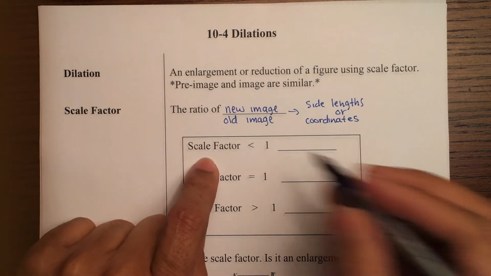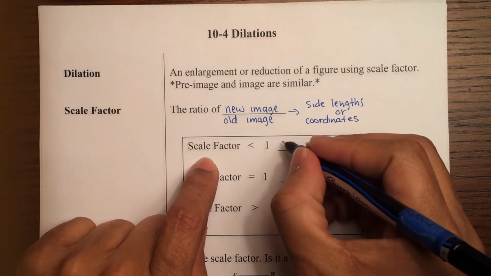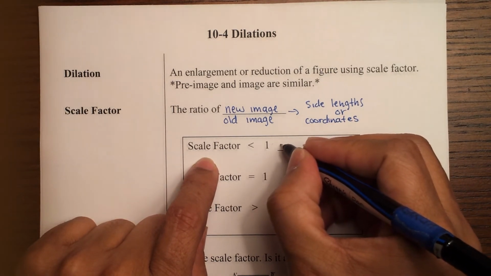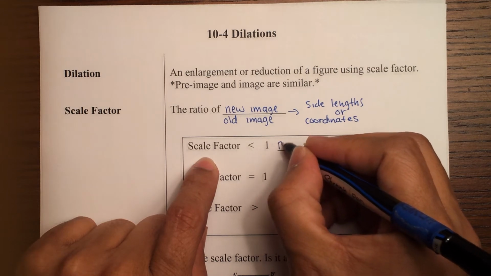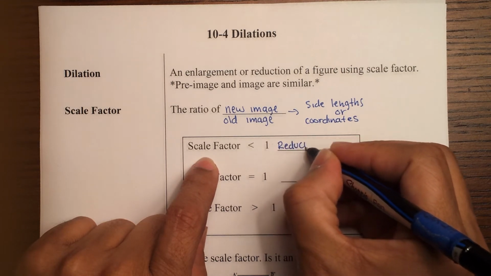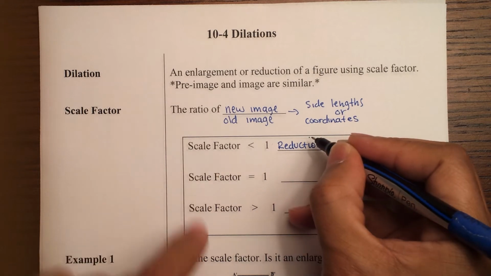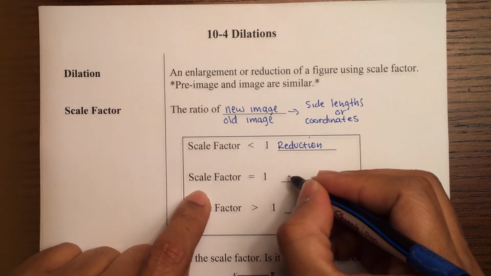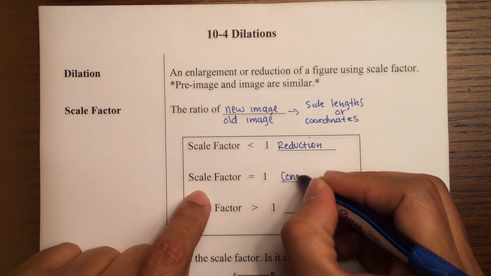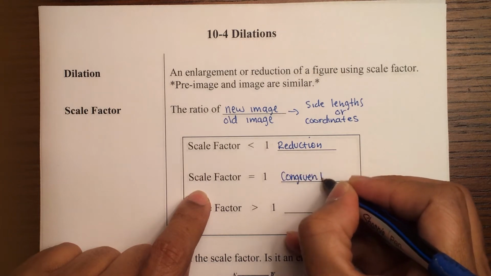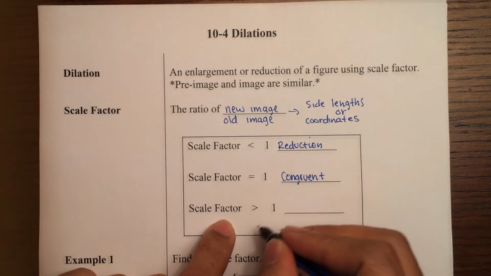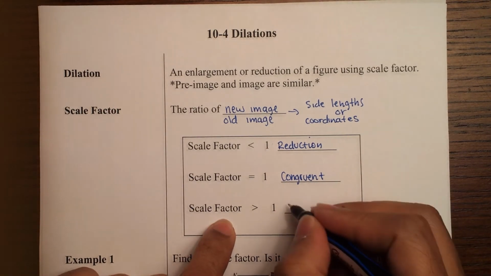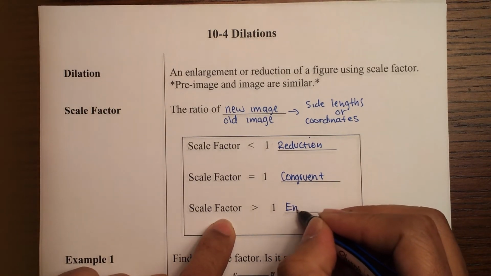Now if the scale factor is less than 1, we are talking about a reduction. So this is a reduction. Okay, if the scale factor is equal to 1, that means the figures or coordinates are congruent. Well, especially the figures are congruent. If the scale factor is greater than 1, then this is an enlargement.